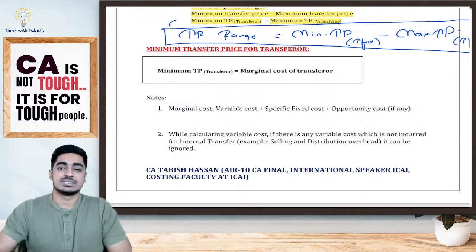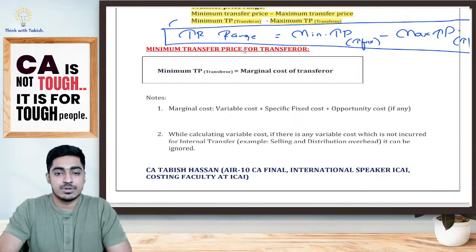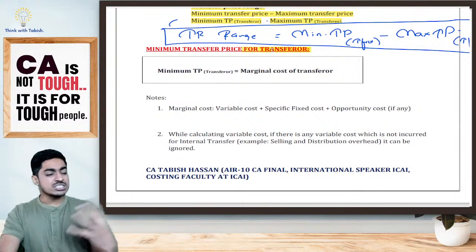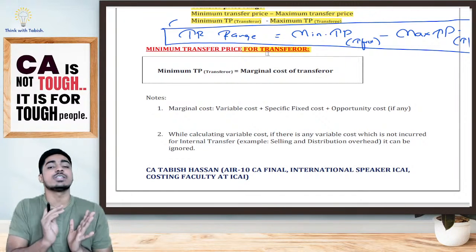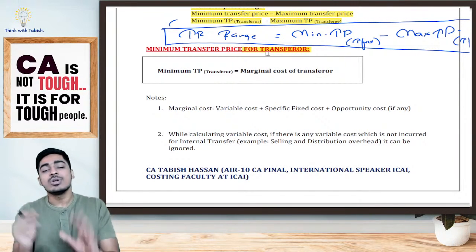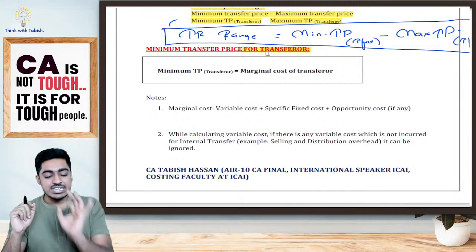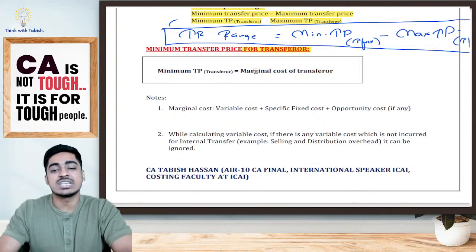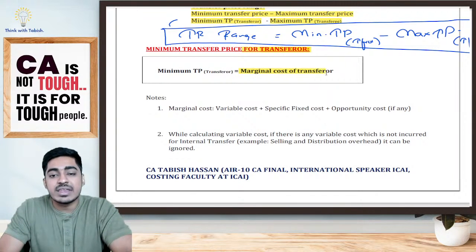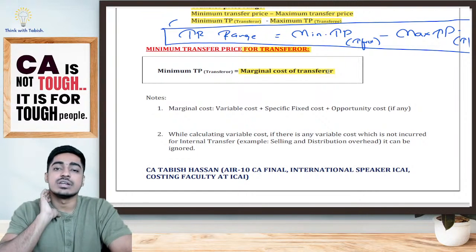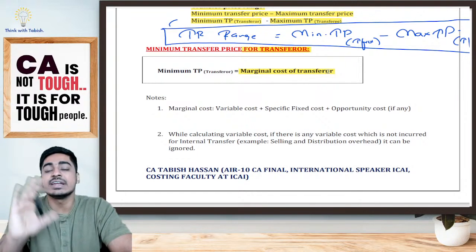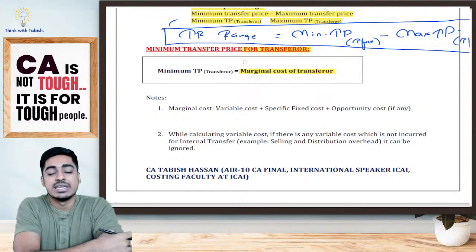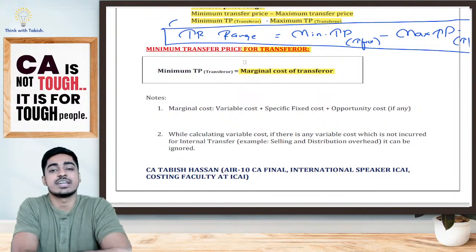Now, the minimum transfer price from the perspective of the transferor. What is the transferor saying? Minimum, how much cost I have incurred specifically for this, that much at least I should get. More than that, we will negotiate and see. But at least whatever is the cost I've incurred specifically for this, I should get. So what is the transferor telling? Whatever is my marginal cost, this at least I should get. Lesser than that, you cannot accept. So the minimum transfer price from the perspective of the transferor is the marginal cost of the transferor.